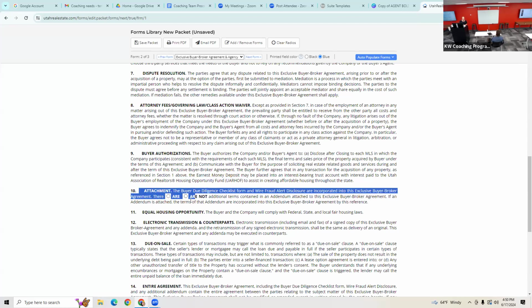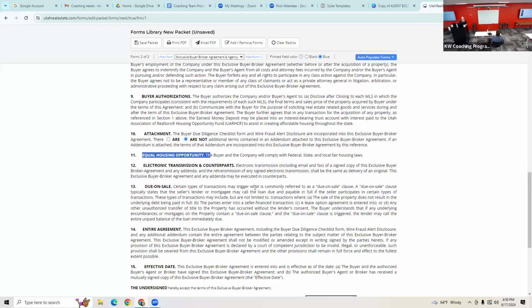There are no attachments. So most of the time I'm marking there are no attachments here. Equal housing, I say we do not discriminate. We comply with all federal, state, and local housing laws. Electronic transmission and counterparts are okay in this entire transaction. So this usually is the last thing you will sign with a pen with me. Everything else will be electronic moving forward until we get to closing. So just know that that's going to happen.